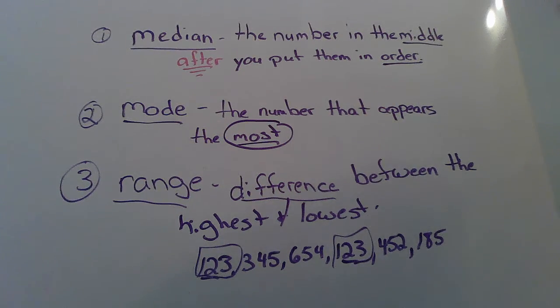Okay, for number 3, you're trying to find the range. So you look for the highest number and the lowest number. I tend to circle them, and then you want to subtract them.